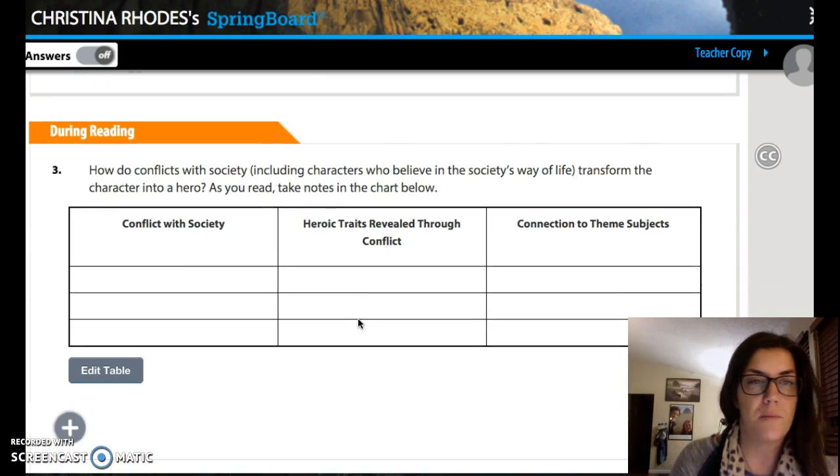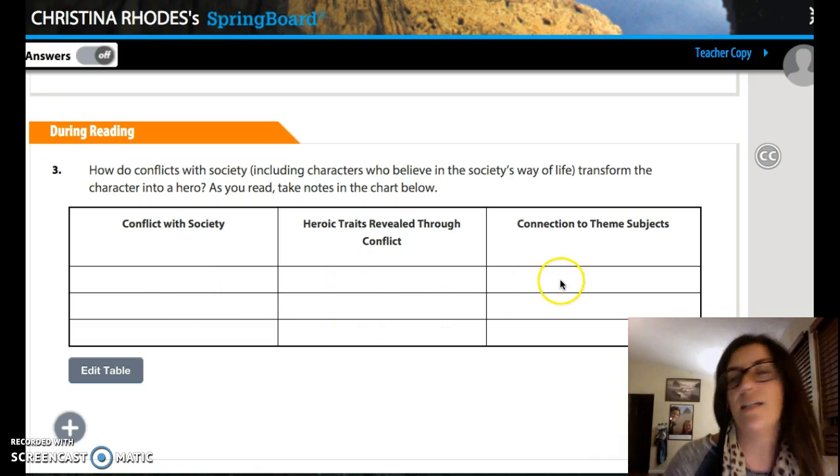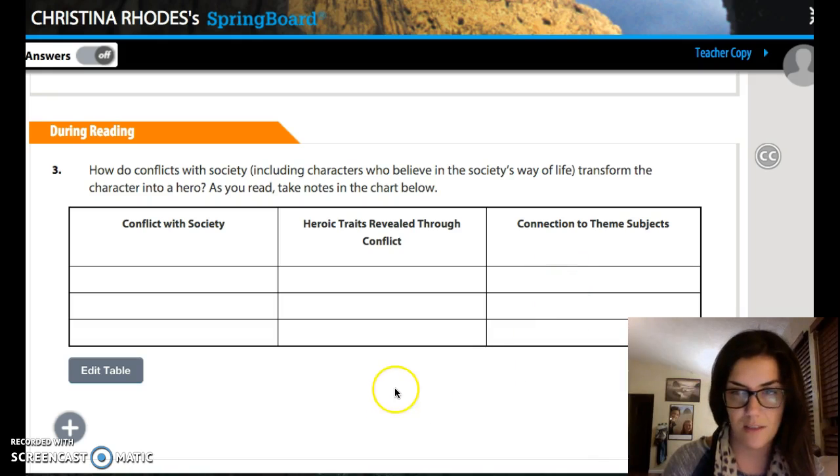Okay, during reading, number 3, it says, how do conflicts with society, including characters who believe in society's way of life, transform the character into a hero? As you read, take notes in the chart below. So you have to have a conflict with society, heroic traits revealed through conflict, and then connection to theme. So you have to have the conflict in society within The Giver as you read today, heroic traits revealed through this conflict, and then connection to the theme, the life lesson that the book is trying to teach.